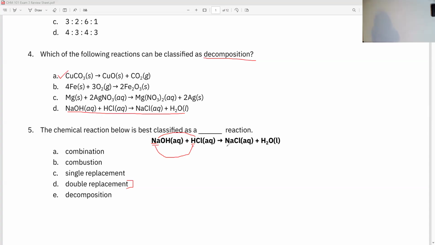And we do see that that's what happens here. We end up with two new compounds, NaCl and H2O, and those are going to be formed from our cations switching spots. Okay, so that's going to be a double replacement. Let me just do little circles over here and over here visually so that you can see it in case.